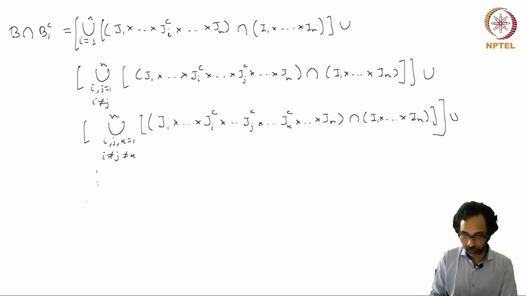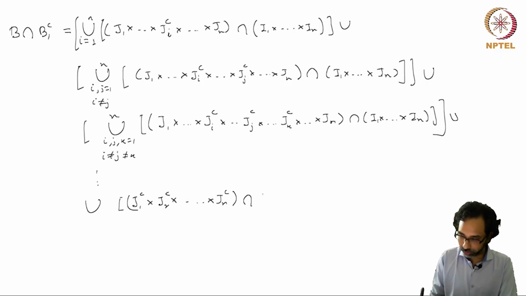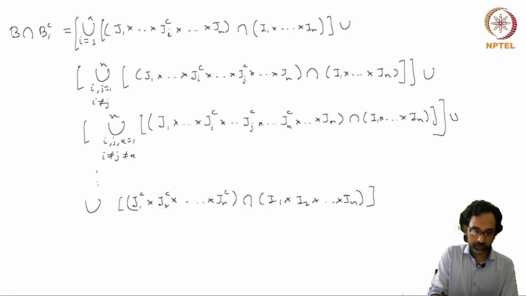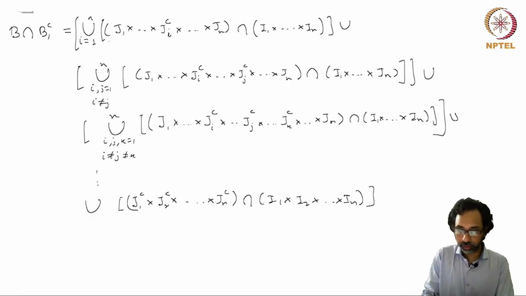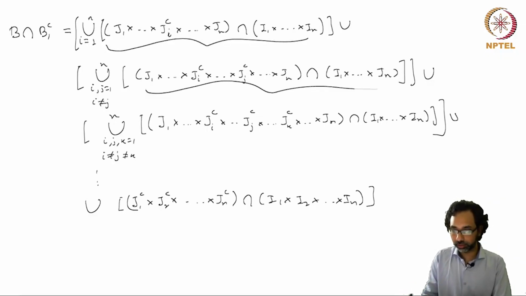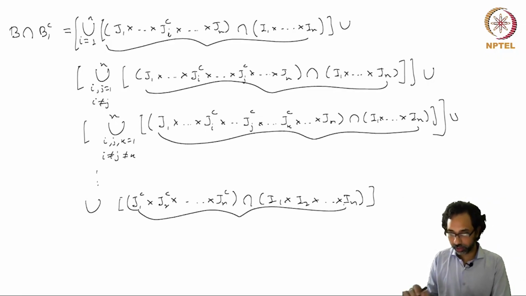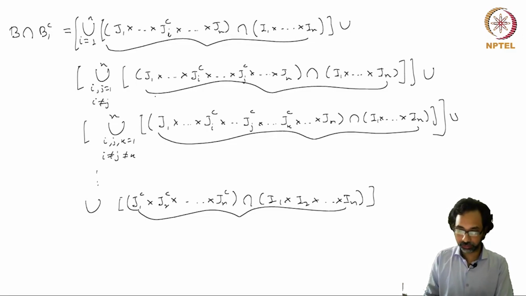And similarly you continue like this, and in the end you will have another union where you have the complement on each coordinate Jn, intersected with I1 cross I2 cross In. So you have for each of these an intersection of two sets, each of which are Cartesian products themselves.